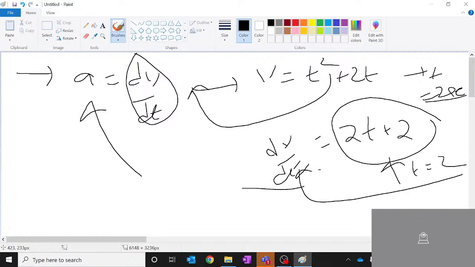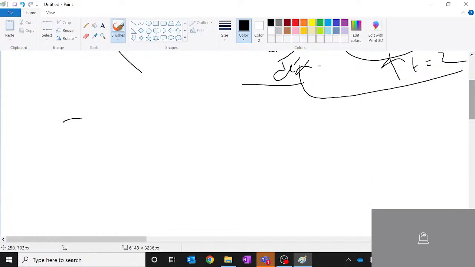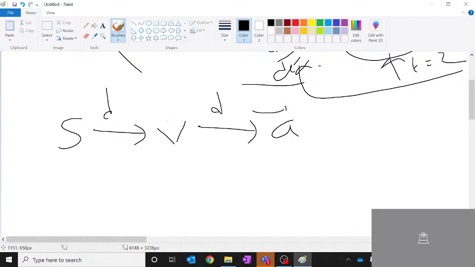On the reverse, similarly, you integrate acceleration, you get velocity. The cycle is similar. For s, v, a: you differentiate s, you get velocity; you differentiate velocity, you get acceleration. On the reverse cycle, you integrate a, you get v; you integrate v, you get s. Clear? Understood? Now all these concepts are derived from the most important equations of your graphs.